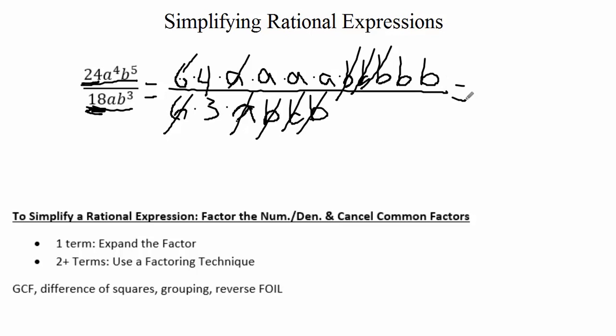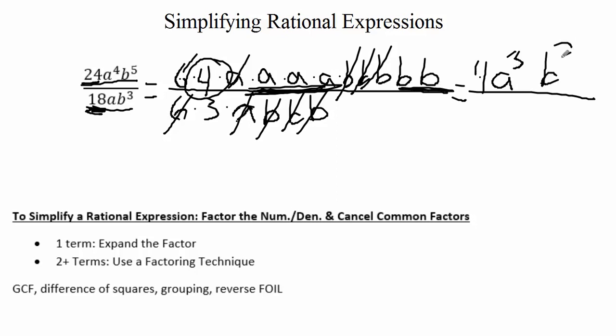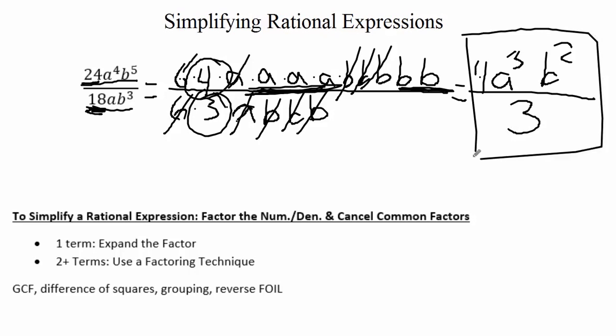Our answer is what we get when we put the remaining factors back together. So in my numerator, I see a 4. Looking at my variables, I have 3 a's left, so that would be a cubed. And then I have 2 b's left, which would give me b squared. In my denominator, the only thing I have left over is a 3, so I'm going to scooch that over. So therefore, my simplified answer is 4a cubed b squared over 3.